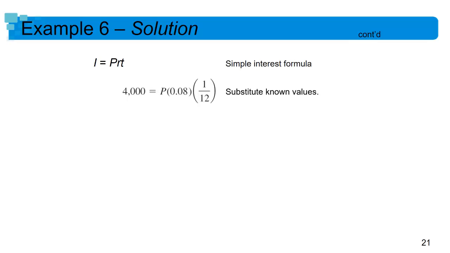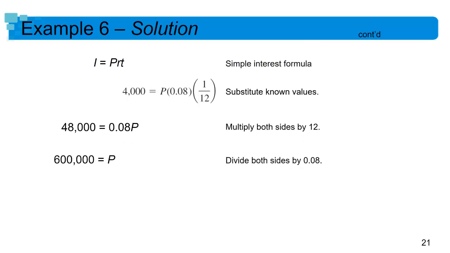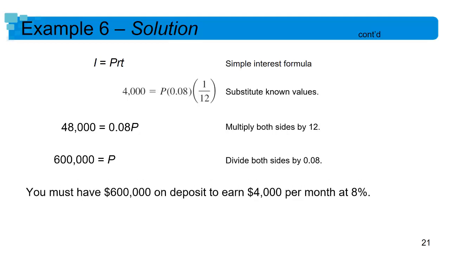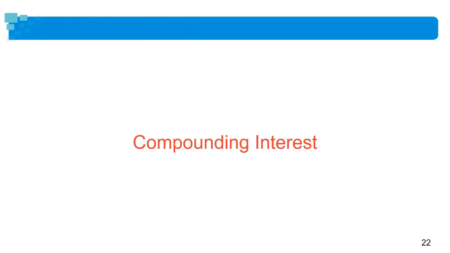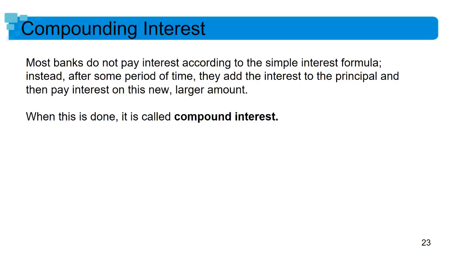We don't know principal. So now all you have to do is get rid of the fraction, right? So we can multiply both sides by 12, then divide by 0.08 to solve for P, and it tells us we need $600,000. So if we can somehow save up $600,000, we'll be able to retire and get that $4,000 per month to live off of. But again, that would be with simple interest, and that's really not how the world works. So let's talk about compounding interest, which is the more real world thing.